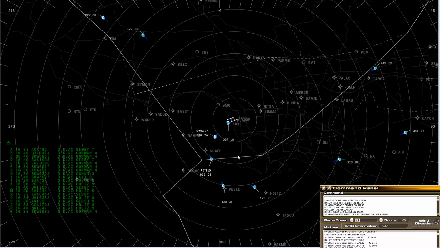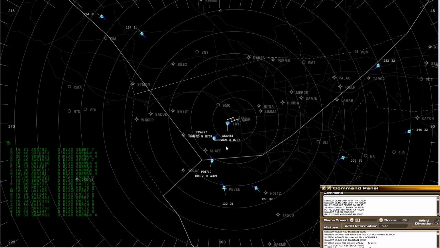Southwest 727, climb and maintain 13,000. Departure, Alaska 451 with information Alpha at 900s climbing to 5000s. Climb and maintain 13,000 Southwest 727.